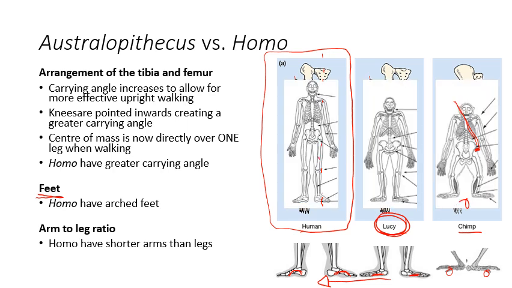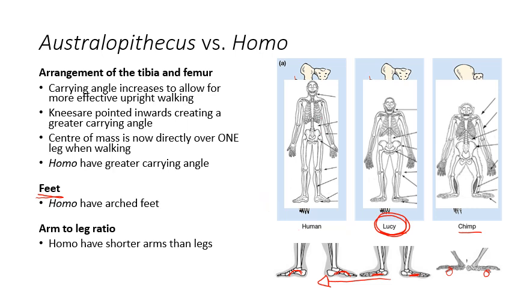Yep, here we go. So the last feature on the screen here, if I just erase all that, is looking at the arm to leg ratio in the Australopithecus and Homo. So you will notice that in Australopithecus, their arms and their legs are roughly the same length, okay? And that is very different to what we see in the genus Homo, and particularly what we see in modern day humans.